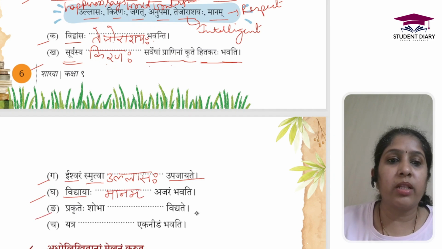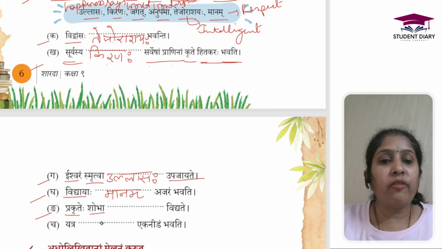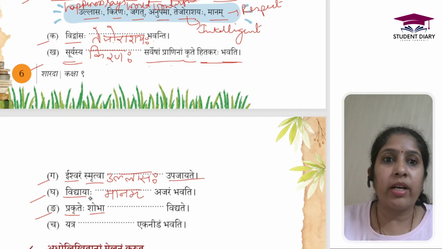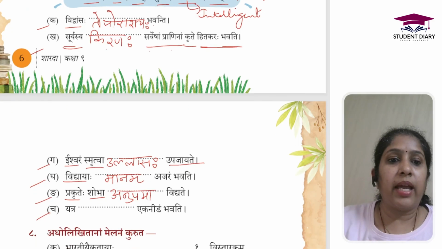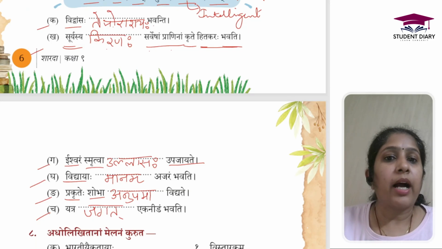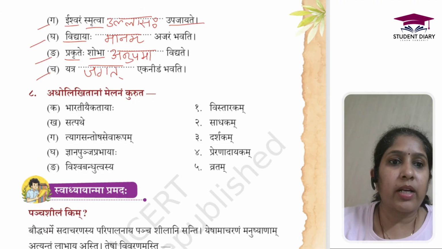Next one. Prakritehe Shobha dash Vidyate. Prakritehe means of nature. Shobha means grace. Like beauty of nature is dash. Wonderful, right? Anupama. Yatra dash ek nidam bhavati. Yatra jagat ek nidam bhavati. Where the world is one nest. Right? I hope everyone has understood the meaning of all the sentences. Now let's go for our next main.